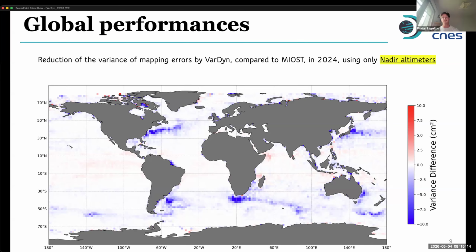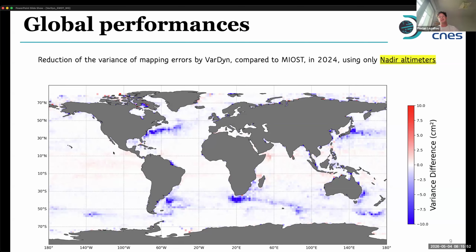products. So here it's just an example for the Nadir constellation, and it shows the reduction of the errors brought by VarDyn compared to MIOST during 1 year. So in blue, it's between 10 centimeters squared minus and plus. In blue, it means that VarDyn does a better job than MIOST. So it's quite clear here that it's almost blue everywhere, even dark blue in the highly energetic regions.